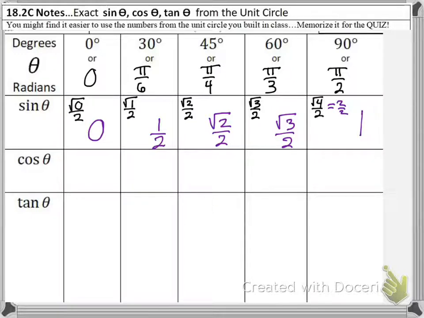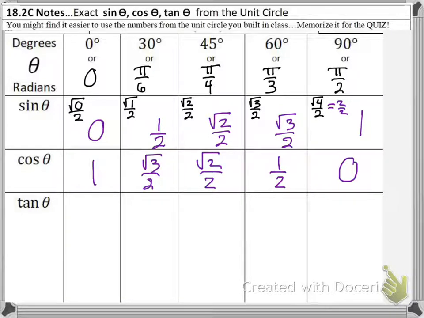And then I'm going to take that same pattern going backwards. I'm just going to take the pattern backwards without even doing the other part. So, 0, 1/2, root 2 over 2, root 3 over 2, and 1. Those are sine and cosine.